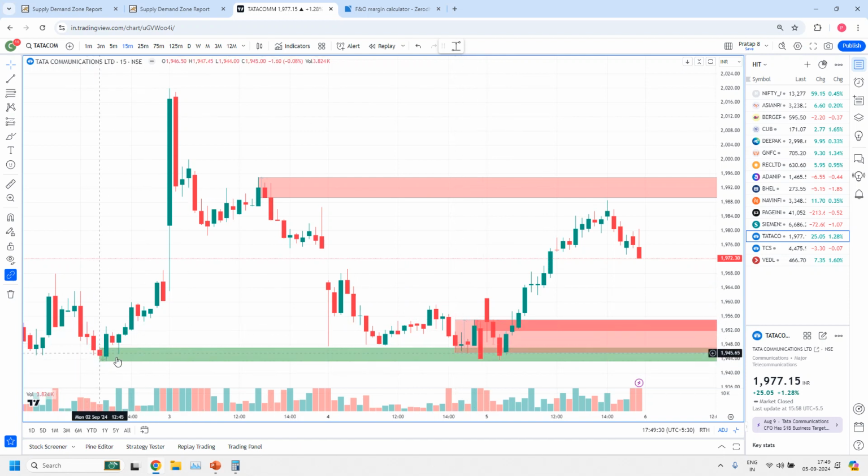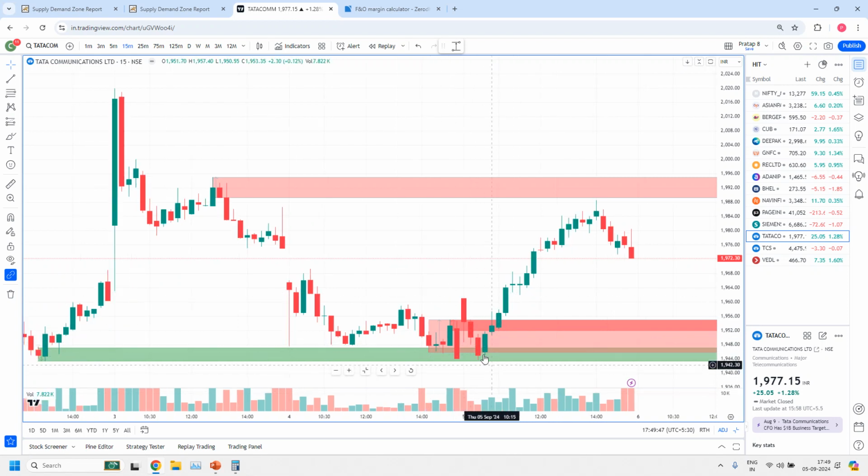This is a high liquidity 15-minute zone. Of course, this is also a high liquidity 5-minute zone. The same zone is acting as a high liquidity 15-minute zone, and also it is acting as a high liquidity 5-minute zone.